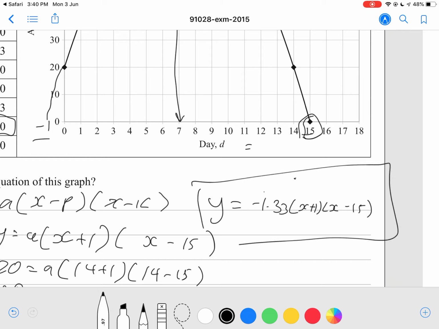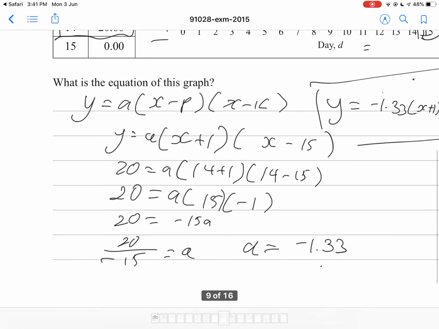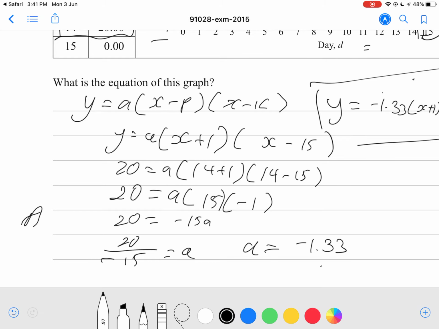And either getting the first equation I showed you or the second equation I showed you, either one of these will get you an excellence grade. And to get an achieved grade, you're getting the a value correct, or just getting 2 terms correct will get you an achieved. So like any 2 terms will get you an achieved.